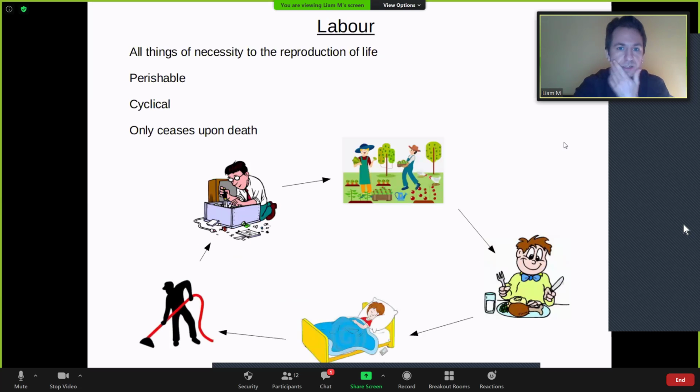All right, so let's look at labor. Labor is all the things of necessity to the reproduction of life. That labor is categorized as being perishable, it's cyclical, we experience it as cyclical, and because it is never ending, we must always do it, and it only ceases upon death. So here we can see we grow food, we eat it, we sleep, we clean, we have to maintain things. So anything you can think of that has these aspects of necessity, of being perishable, cyclical, and only ceasing upon death and needing it from day one, those go into the category of labor.